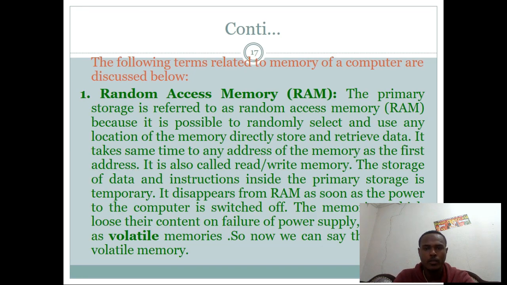Here are some terms related to the memory of a computer. The first one is RAM. The primary storage is referred to as RAM because it is possible to randomly select and use any location of memory directly to store and retrieve data. It takes the same time to access any address of the memory as the first address. It is also called read-write memory. The storage of data and instructions inside the primary memory is temporary. That is why we call RAM a volatile memory. It is a memory that is changeable.